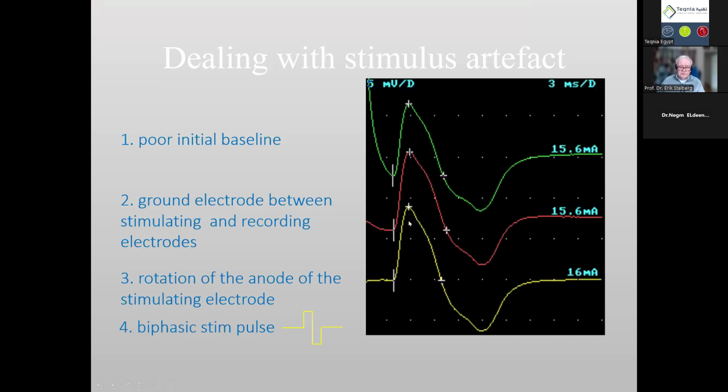And the stimulus artifact problem, we all have that. I just want to say that there is one trick. Some machines provide a biphasic stimulator, and that is good to test and see if that can help a lot. Otherwise, another good advice is to rotate the stimulating electrode around the cathode, not the anode. The anode moves and the cathode is sitting on the same place on the nerve.